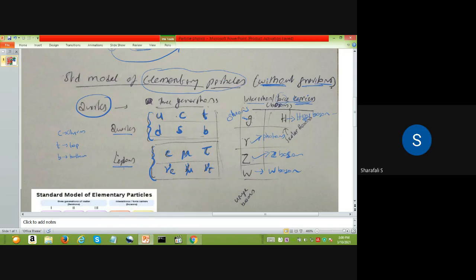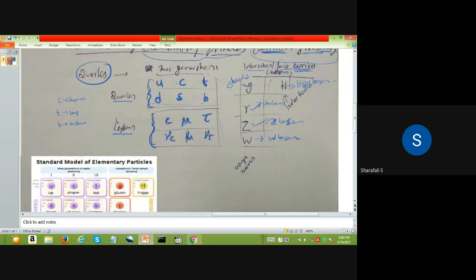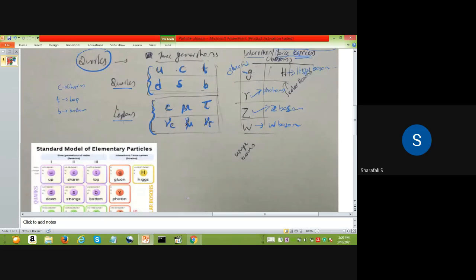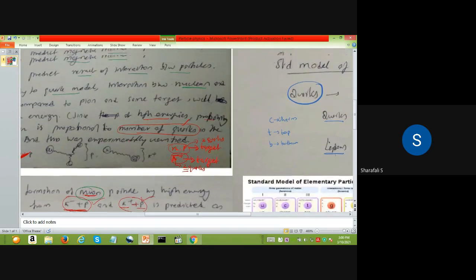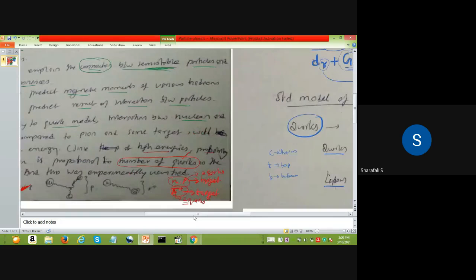So these are the elementary particles, the Standard Model of elementary particles. We are not including gravitons here. Other than gravitons, these are the elementary particles which we cannot divide again. I think I have told you sometime about this interaction.